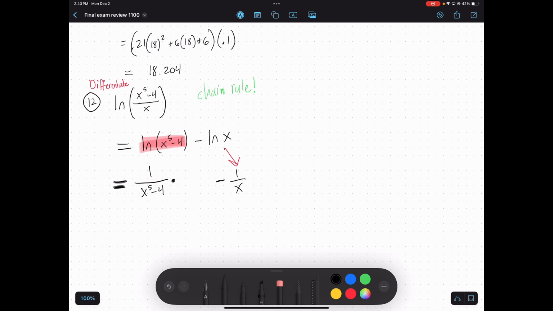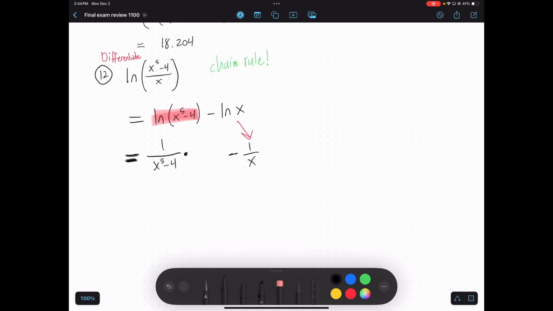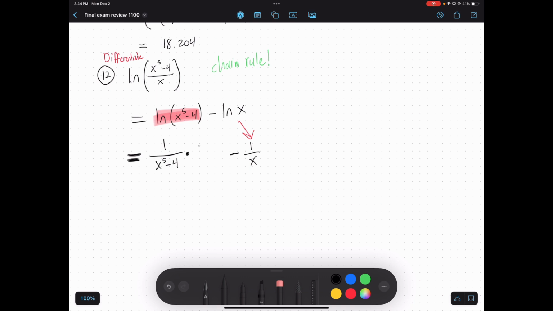But it's not the inside function. So we don't just multiply by the inside function, we multiply by the derivative of the inside function. Okay? In our case, what's the derivative of my inside function? 5x to the 4th. So just as a reminder, right, this piece right here represents the derivative of my outside function with the inside function still plugged in. And then this piece right here represents the derivative of the inside function. And that's what chain rule is.